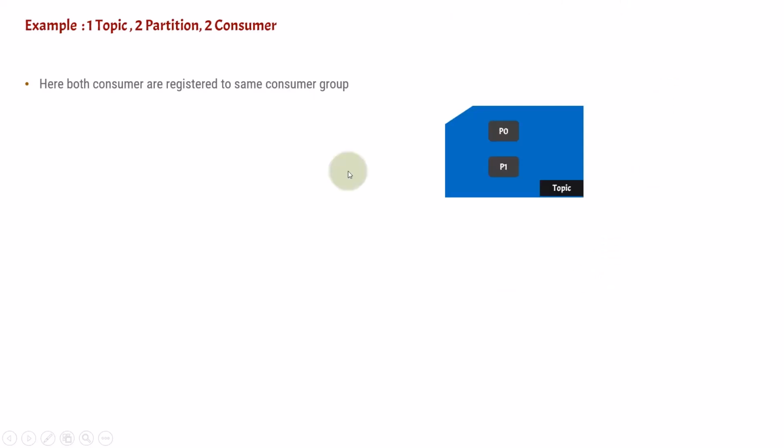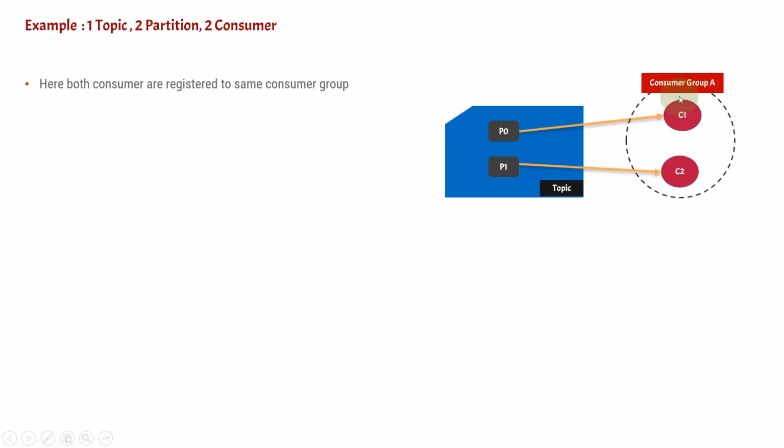So we are taking this example: two partitions and two consumers. Now the prerequisite is that both consumers are registered to the same consumer group. We have understood consumer groups, and the consumer instances we are going to create are registered to the same consumer group. Now let's say this is the topic which has partitions P0 and P1, because we said two partitions are there. And we have two consumers, C1 and C2. So C1 will be assigned to P0 and C2 will be assigned to P1.